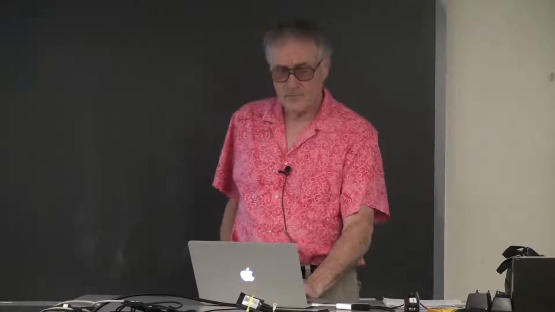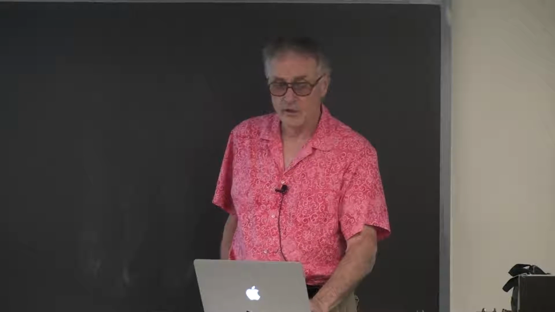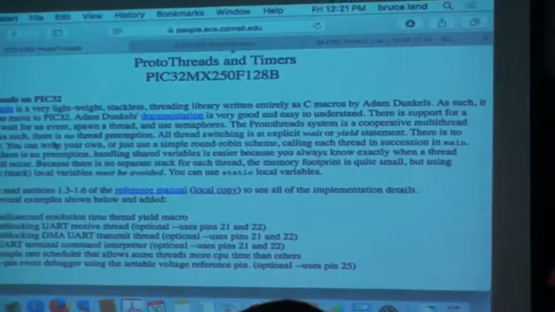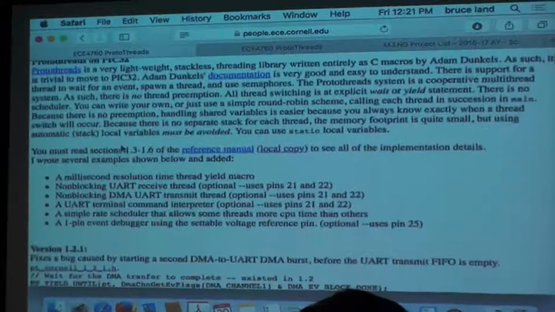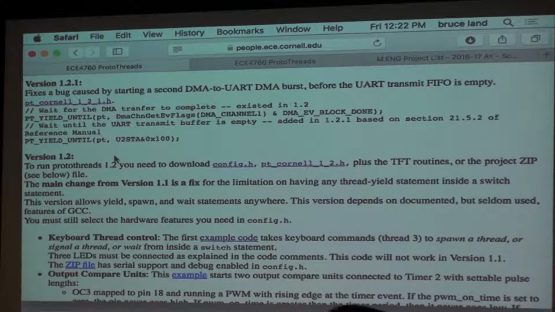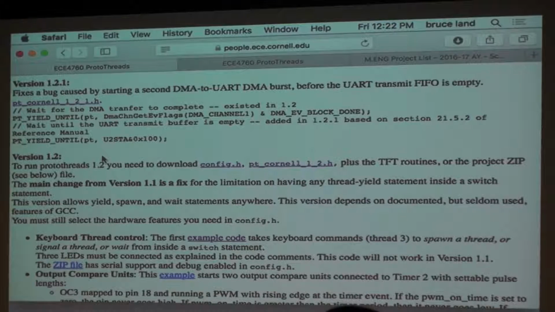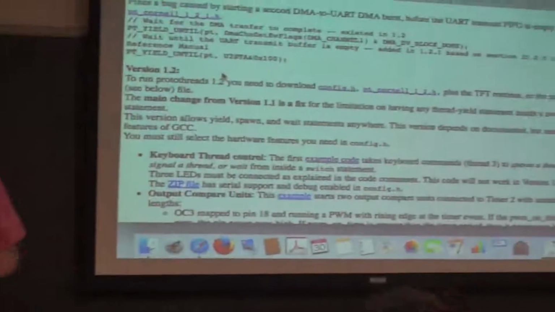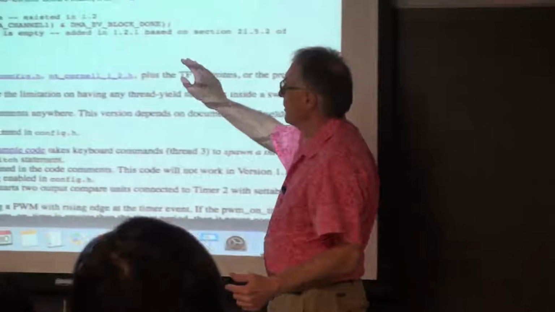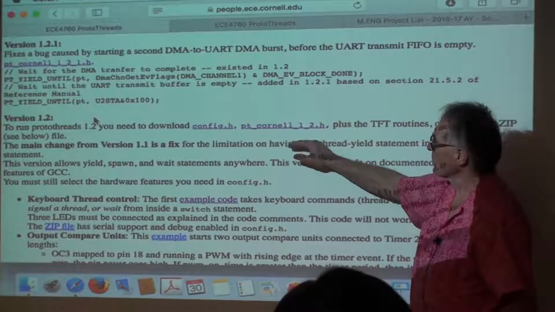Let me state again, with regard to lab 2, that it's a really good idea to read the Protothreads page, because there are a couple of versions of Protothreads, and the one you want to be using, if you do a thread operation from within a case statement, is Protothreads 1.2. 1.1 was broken as designed, and 1.2 uses a GCC trick to make thread operations within a case statement work correctly.